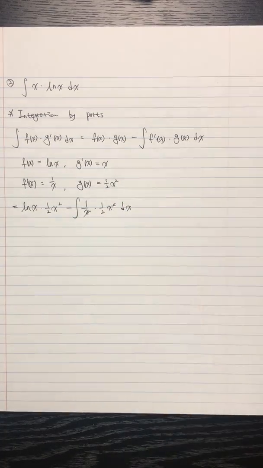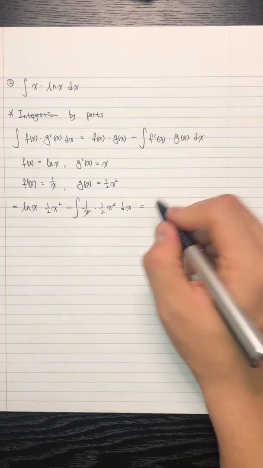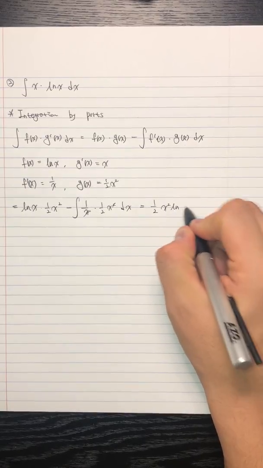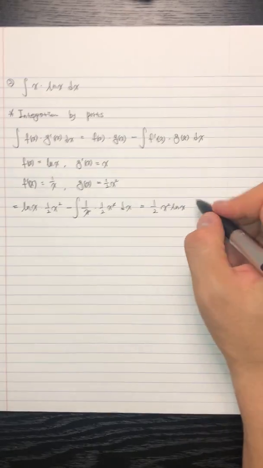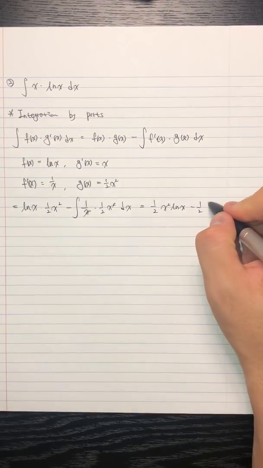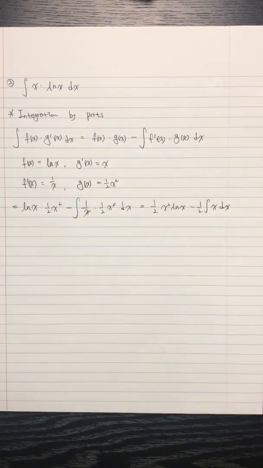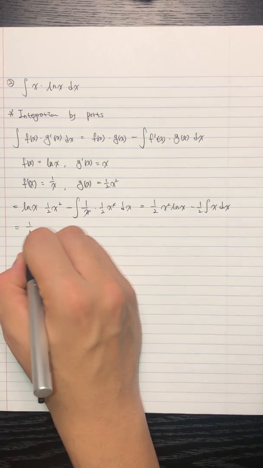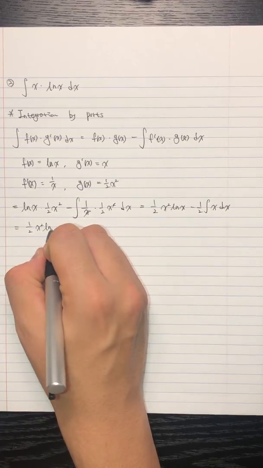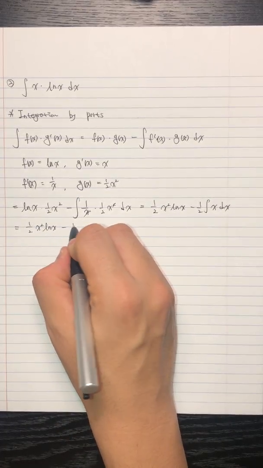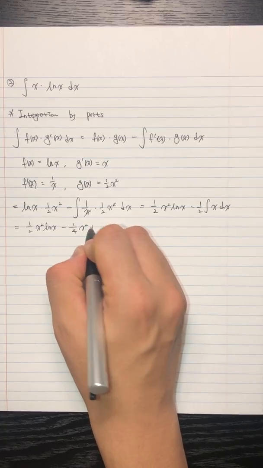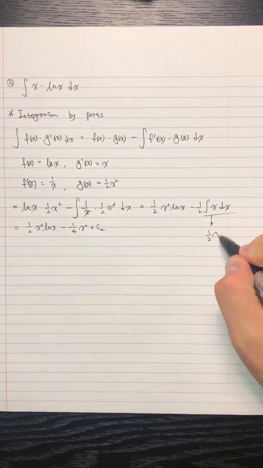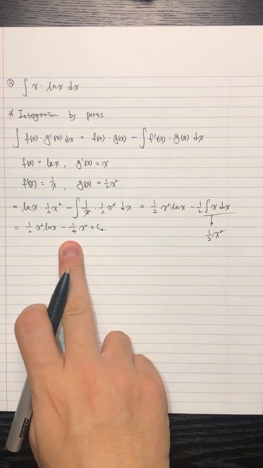So we can more simply write (1/2)x² ln x minus 1/2 integral x dx. So now (1/2)x² ln x minus (1/4)x² plus c2. We can integrate very easily, right? 1/2 x², multiply each other, then 1/4.